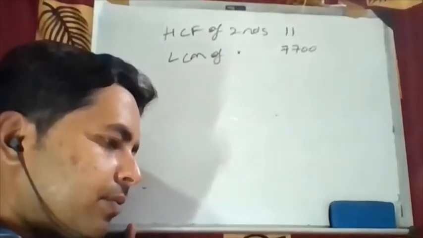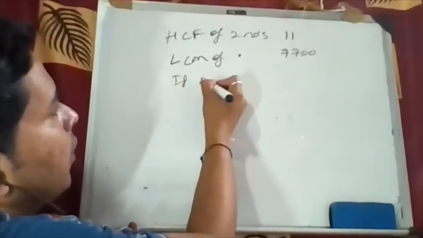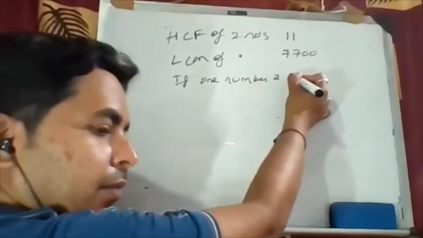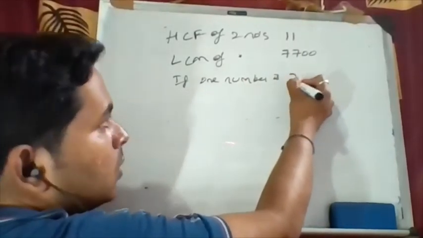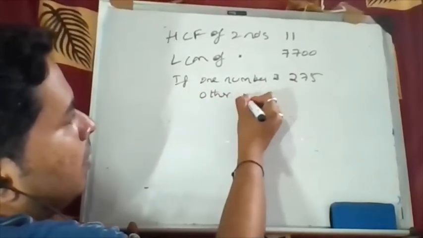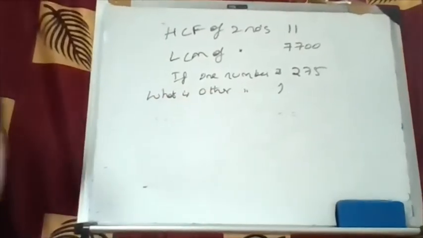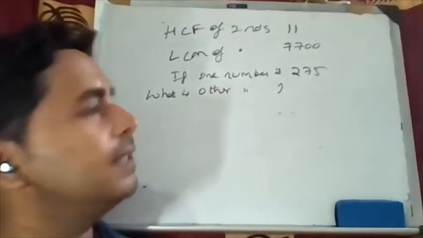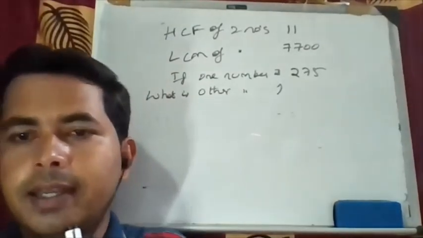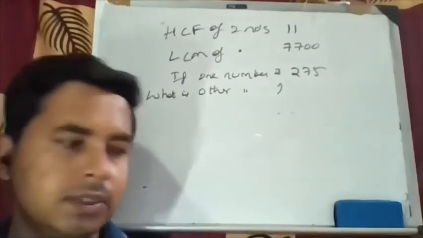Okay, so they want their HCF. Okay, one number. एक number उन्होंने दिया है, that is 275. So what is the other number? देखो क्या किया है उन्होंने, HCF दिया है और LCM दिया है, एक नंबर दिया है, तो मुझे next number find out करना है. So this is a very easy step.